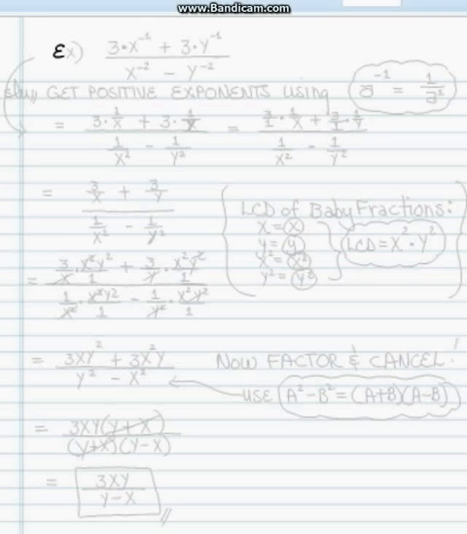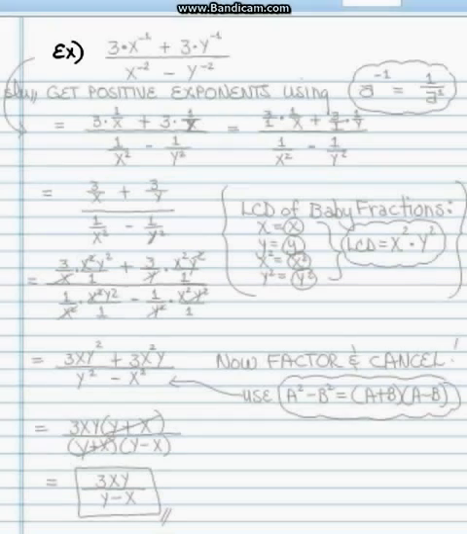Here's an example of a complex fraction that we're going to simplify two different ways. It starts out looking like this. 3 times x to the minus 1 power. You notice only the x is raised to the minus 1, not the 3. Plus 3 times y raised to the minus 1 power. And all of that over x to the minus 2 power minus y to the minus 2 power.